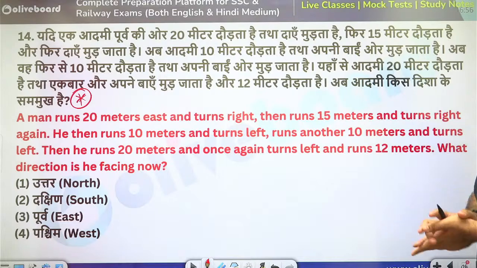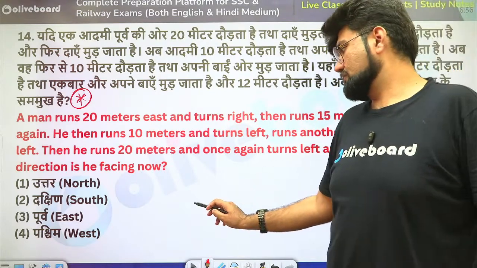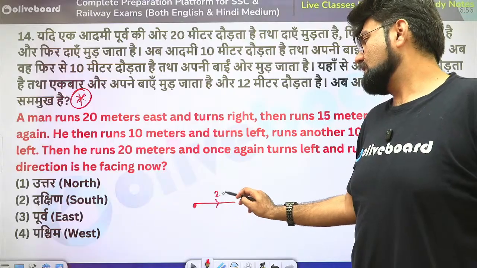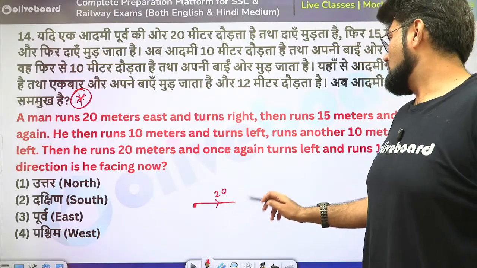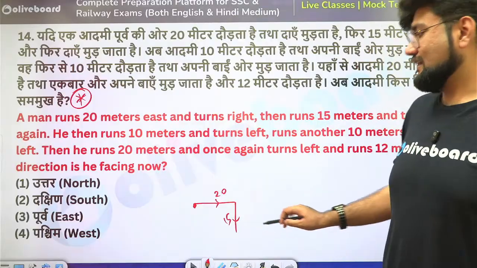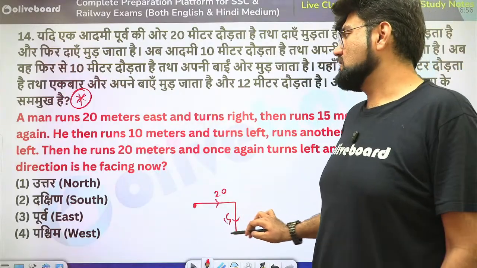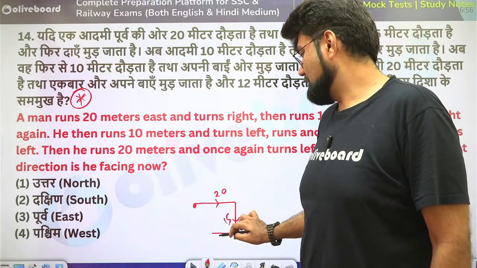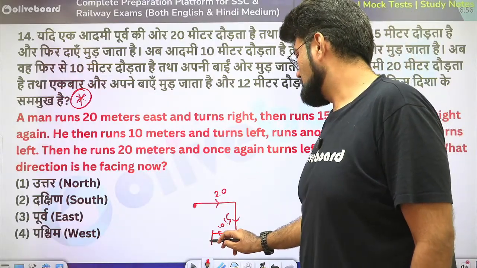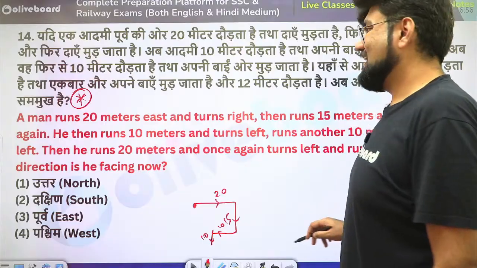A man is running 20 meters east and is turning right. So from here he is running 20 meters east and then is turning right. Then runs 15 meters and turns right again. Okay. Then runs 10 meters, turns left, runs another 10 meters and turns left.